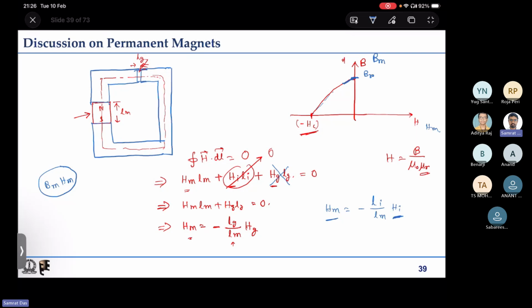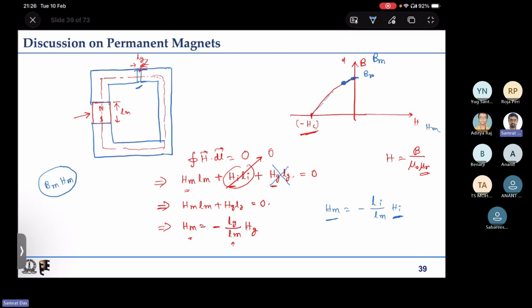And another thing: suppose some air gap is there, or we have to use the permanent magnet for some permanent magnet machine, then how do we estimate, while designing, what operating point this permanent magnet will operate at? This can be done with some brief calculation.